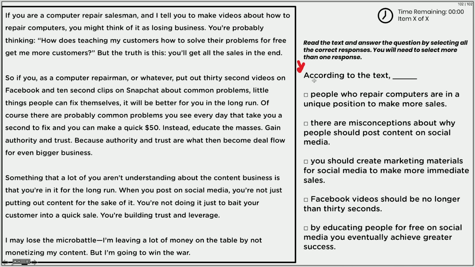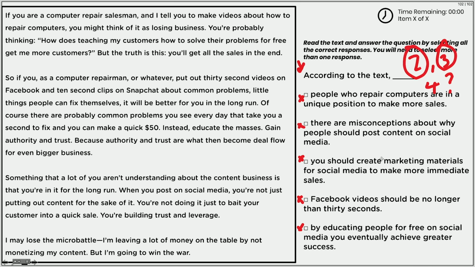This one's straightforward according to the text. You're going to see various answer options here, of which more than one will always be correct. It might be 2, it might be 3, it could even be 4 perhaps. Usually 2 or 3 of these will be correct, which means the other ones will be incorrect.